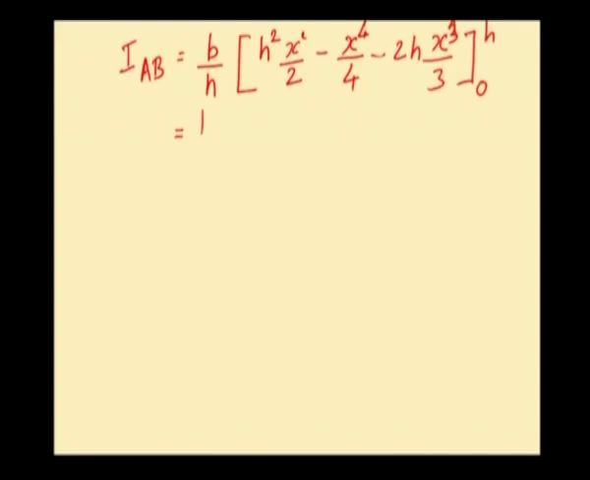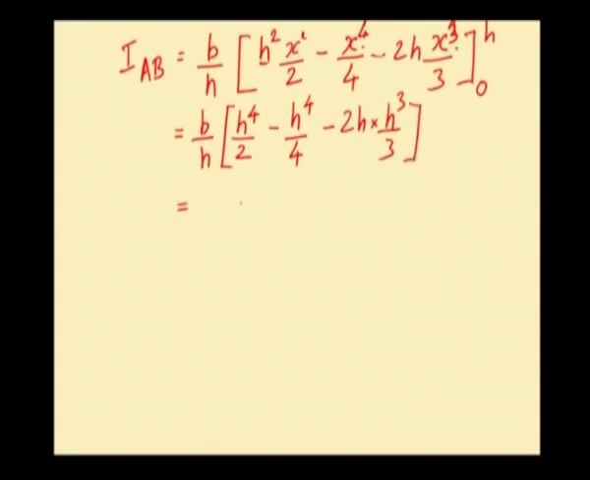So, we will be getting b by h into h power 4 by 2. I am substituting the upper limit. So, instead of x square, if we put h, we will be getting h square. Already we have a h square here. So, this term will be h power 4 by 2 minus, upon substituting the upper limit here, we will be getting h power 4 by 4 minus 2h, upon substituting the upper limit as h here, we will be getting h cube by 3 minus, if we substitute lower limit which is 0 in all the 3 terms, we will be getting once again 0.